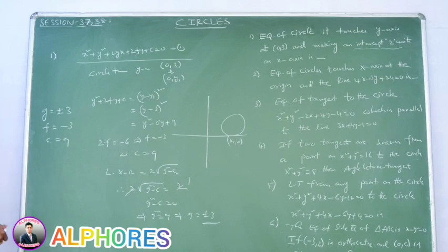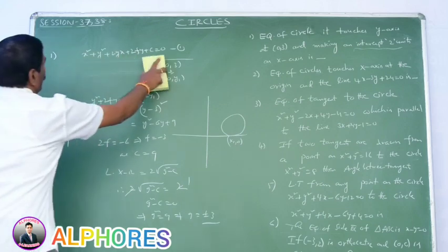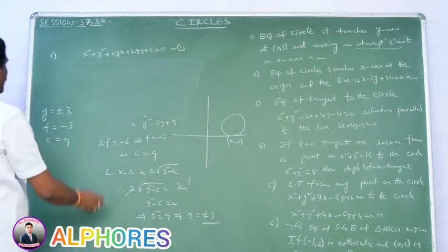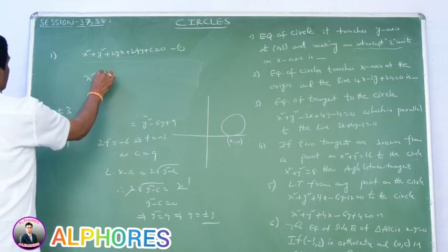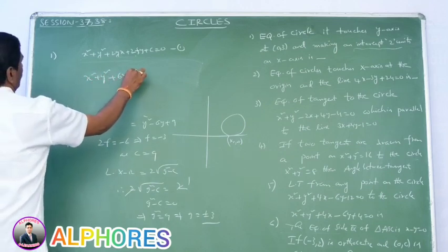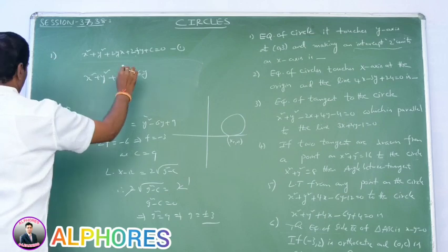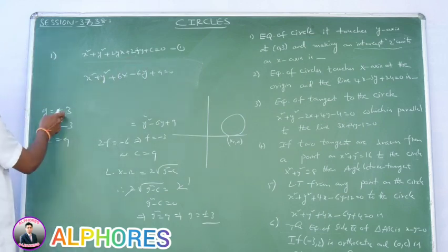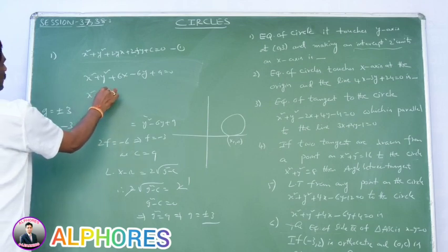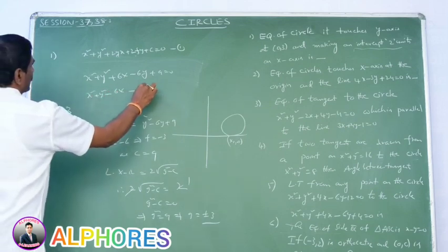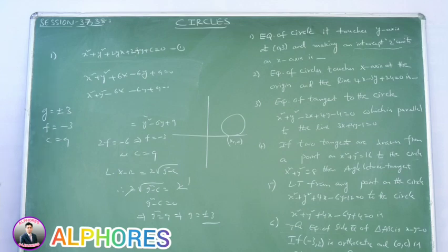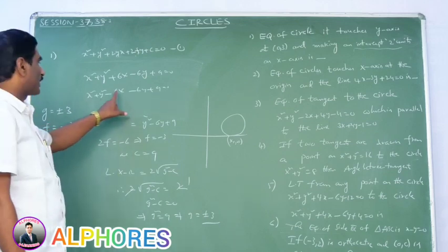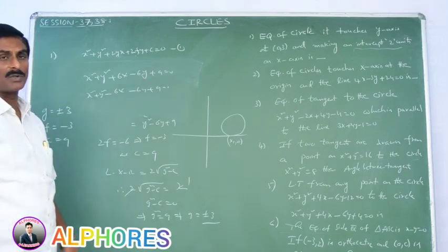Substitute these values in this equation. We get two equations. One of the equations is x square plus y square plus 6x minus 6y plus 9 is equal to 0, is one of the possibility. Other possibility, g value is minus 3. That means x square plus y square minus 6x minus 6y plus 9 is equal to 0.